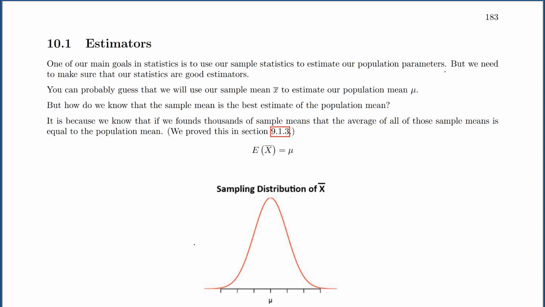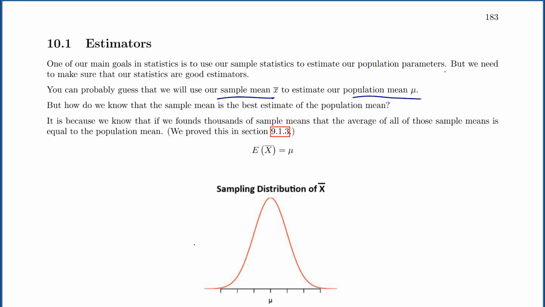In this section, we're going to learn a little bit more about our estimators. One of our main goals in statistics is to use our sample statistics to estimate our population parameters. But we need to make sure that our statistics are good estimators. So we're going to use our sample mean x bar to estimate our population mean mu, or we could use a sample proportion to estimate a population proportion.